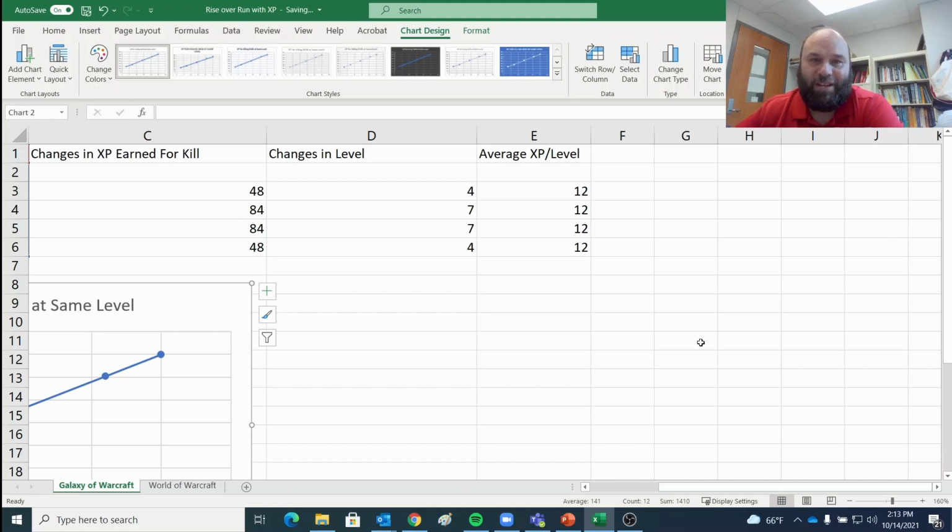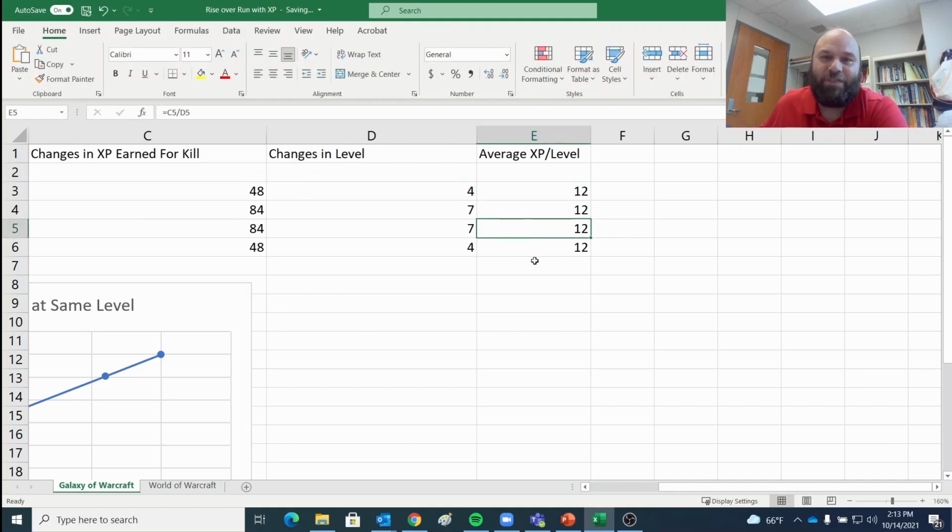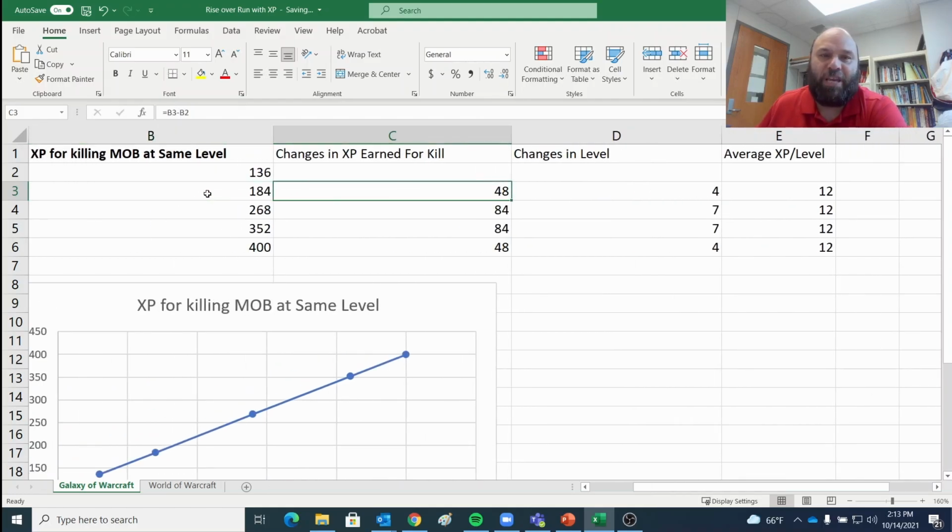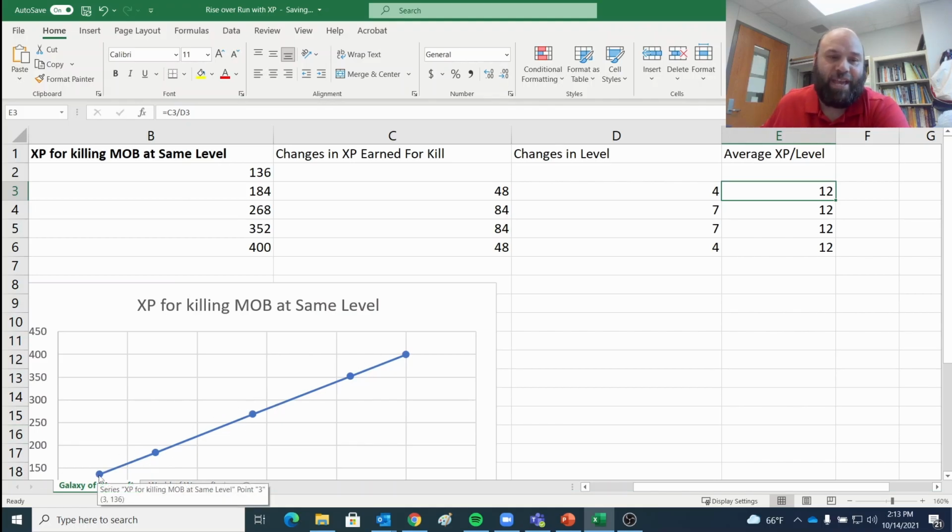But here's the important thing, where I want to go with this. So this linearity comes from the fact that this average over each of these ranges of levels is the same. But how did we get those averages? We got those averages by dividing the change in XP by the change in the level. And while all these dots lie in a line, we're assuming that the XPs between the dots grow at the same rate, and if they do, then that rate is going to be 12 XP per level.